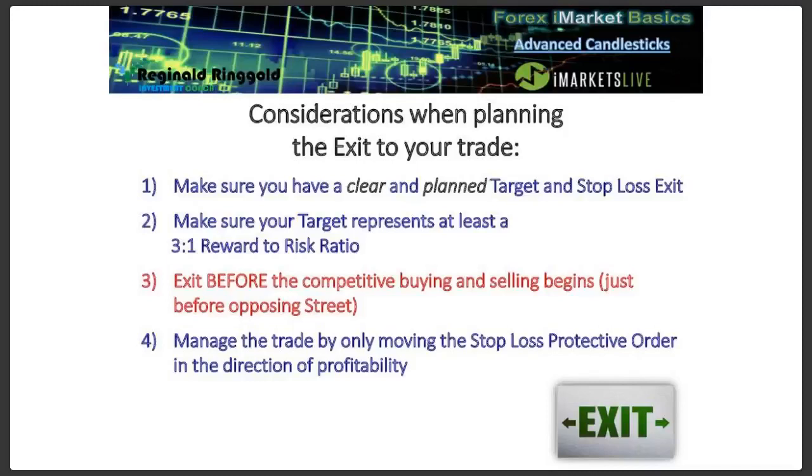Excellent. All right. Now, so 3 to 1. That means if my stop size happens to be a 10 pip stop, I need to make sure that my first target is at least 30 pips. Now, you also want to make sure that you exit before any competitive buying or selling, or just before an opposing zone, before any support or resistance. If I'm long, I want to make sure that I'm getting out at my target before opposing resistance. And if I'm short, I want to make sure that I'm getting out at my target before any opposing support.